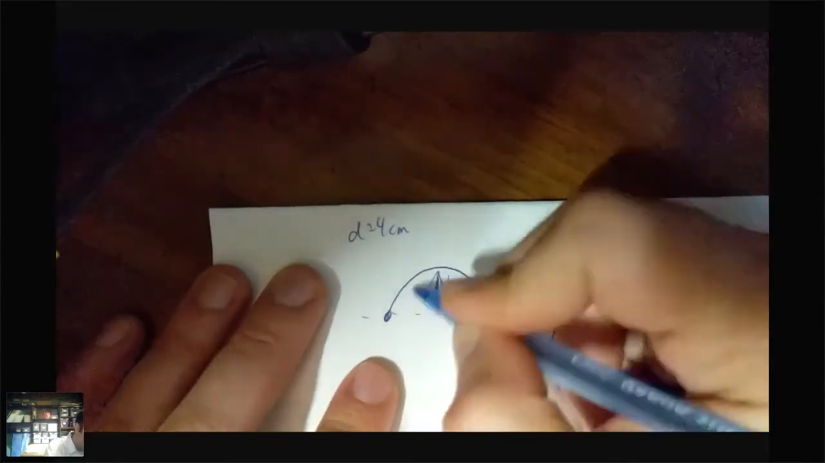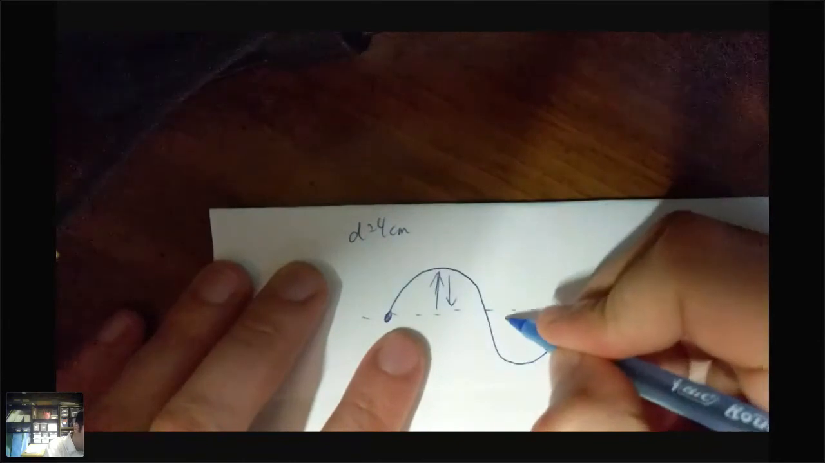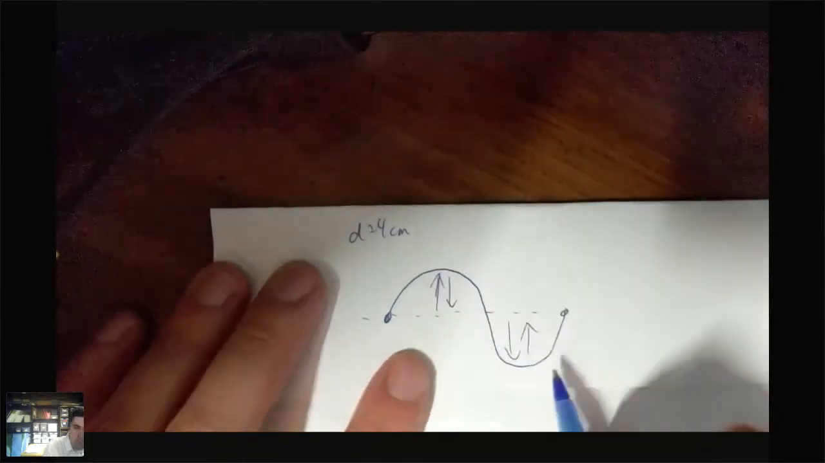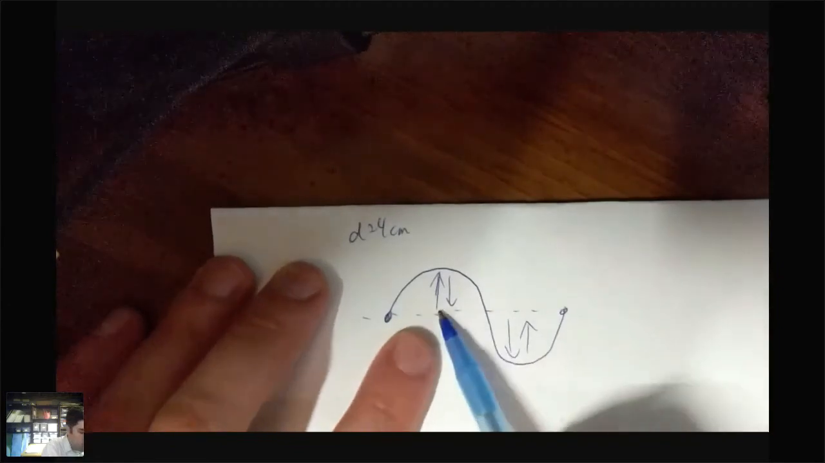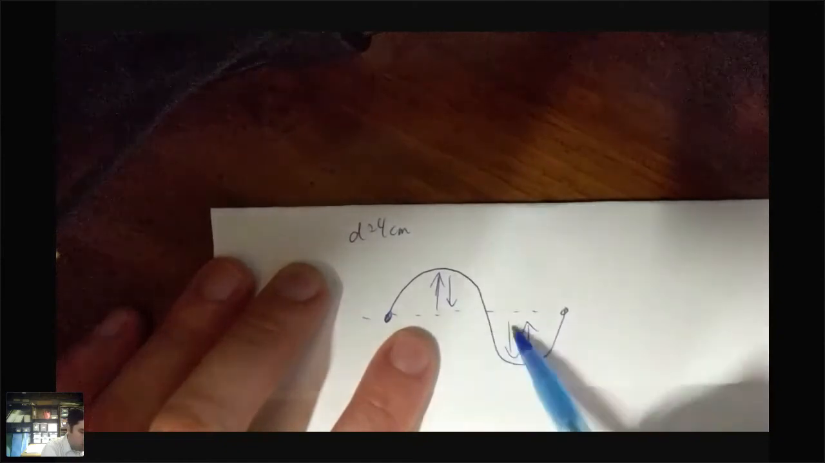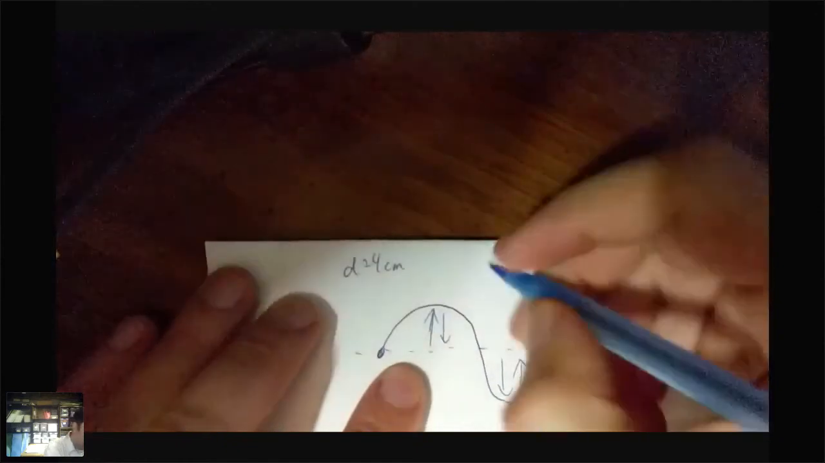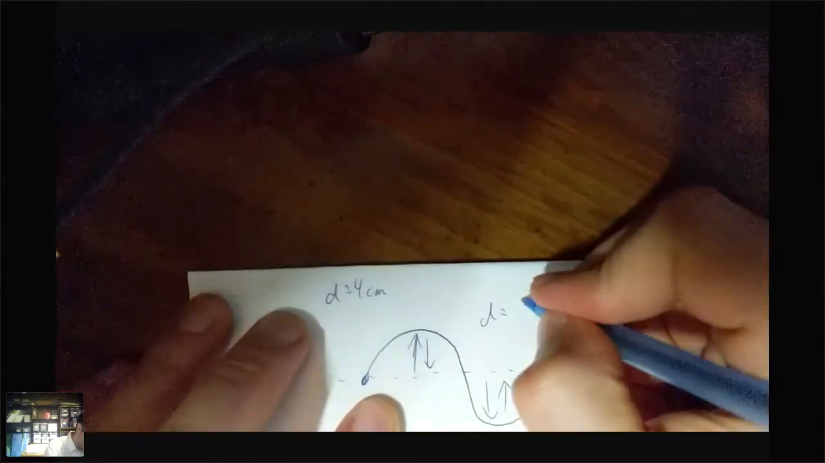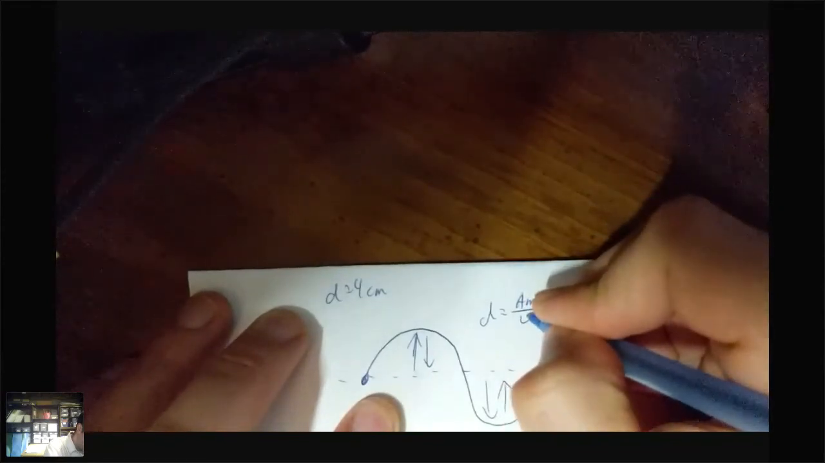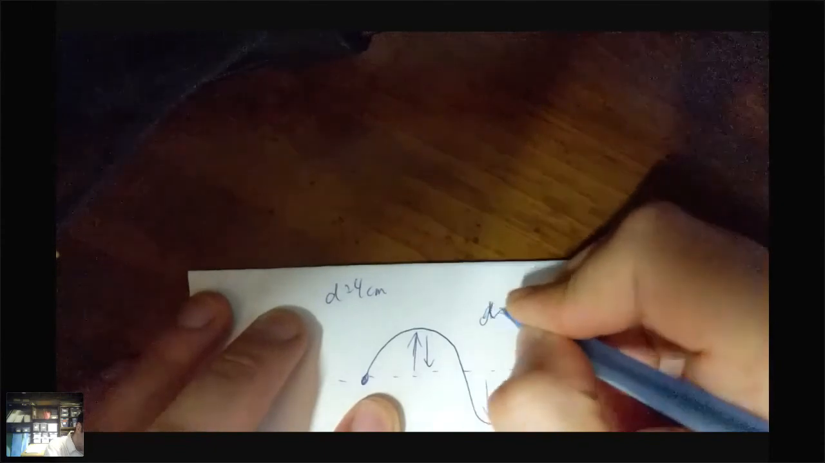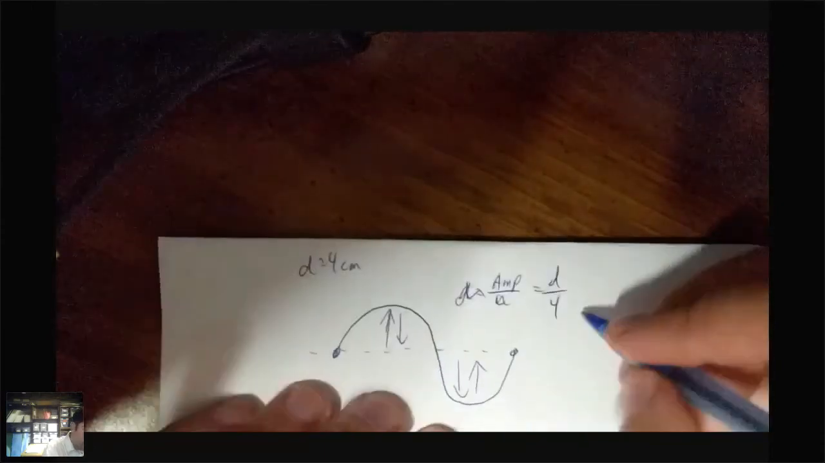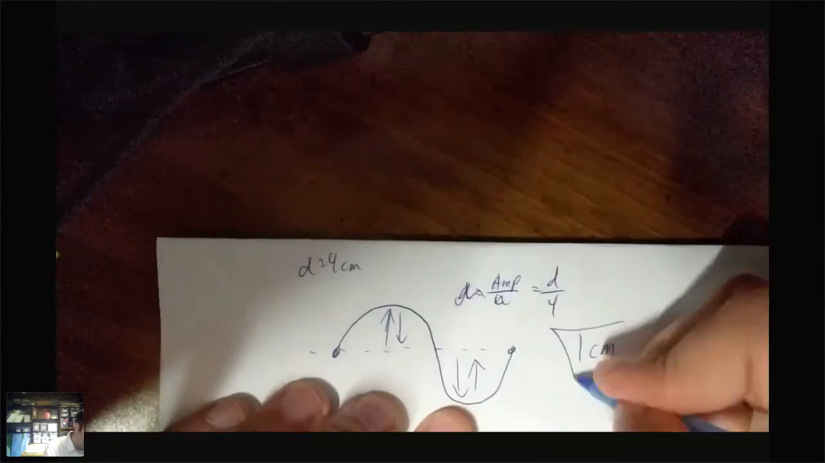So there's 2 things that moved. It goes down again and comes back up to get back to the starting point. That is one complete cycle. We have moved this distance 4 times: 1, 2, 3, 4, which means the distance traveled must be 4 amplitudes. Sorry, the amplitude is the distance traveled over 4. So my amplitude here is 1 centimeter.